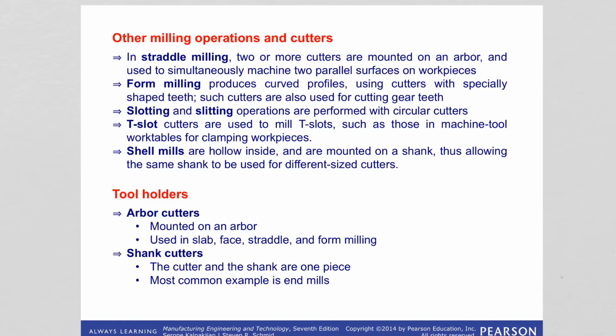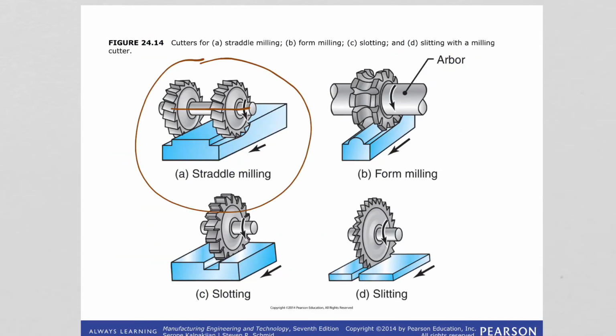Another one is form milling. This produces curved profiles using cutters with a special shape, and such cutters are also used for cutting gear teeth. If you go back and look here, you see here is your arbor, and you can see the teeth have a special shape. It has a contour like this, right?